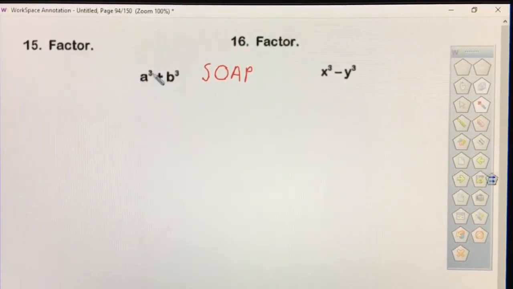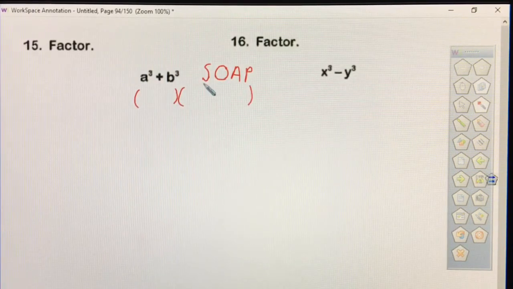I'm asked to factor this sum of cubes. I'm going to use this method called SOAP. The S stands for same, and what that means is I'm going to have a pair of factors. One's going to be a binomial, one's going to be a trinomial. The S stands for same. All this deals with is the signs. The O stands for opposite. So the opposite of that is negative. And the AP stands for always positive. So this back symbol is always going to be positive back there.